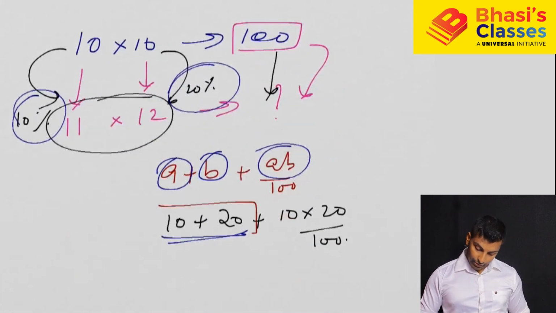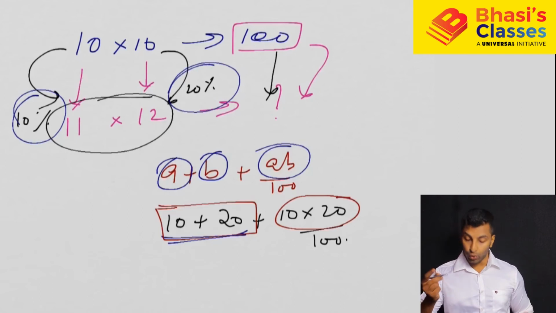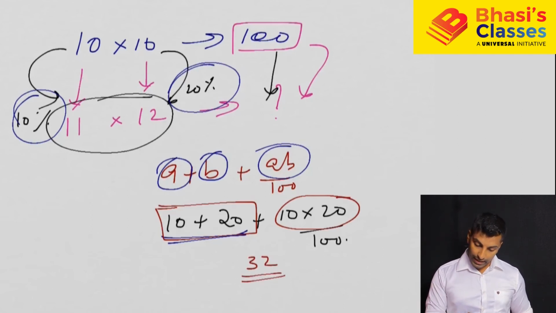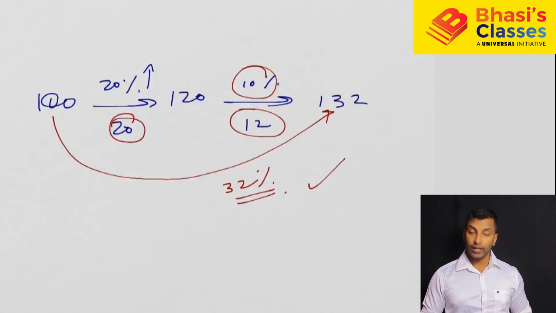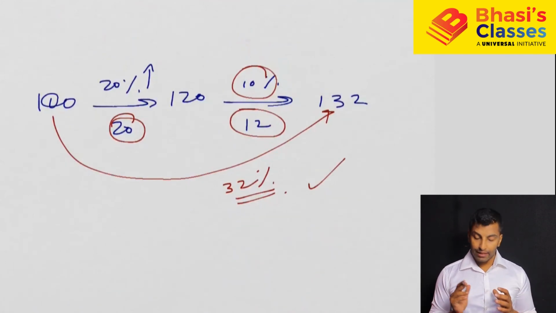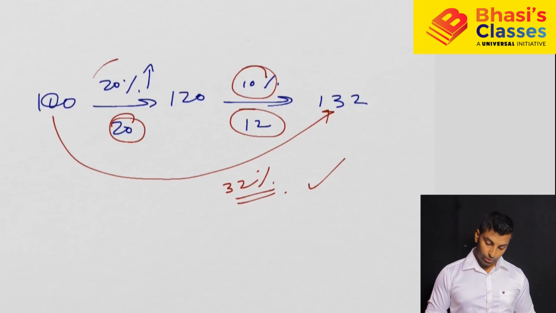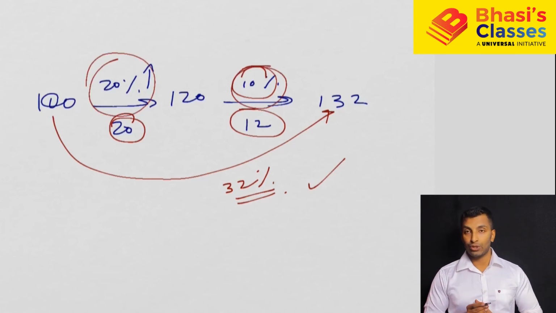See, this 10 plus 20, that is 30. Then 10 into 20, 200, 200 by 100, 2. So 32 is what you will get otherwise also. So this is a better way of visualization. Okay, so 20% increase you see, then 10% increase you see, you'll get the actual value.